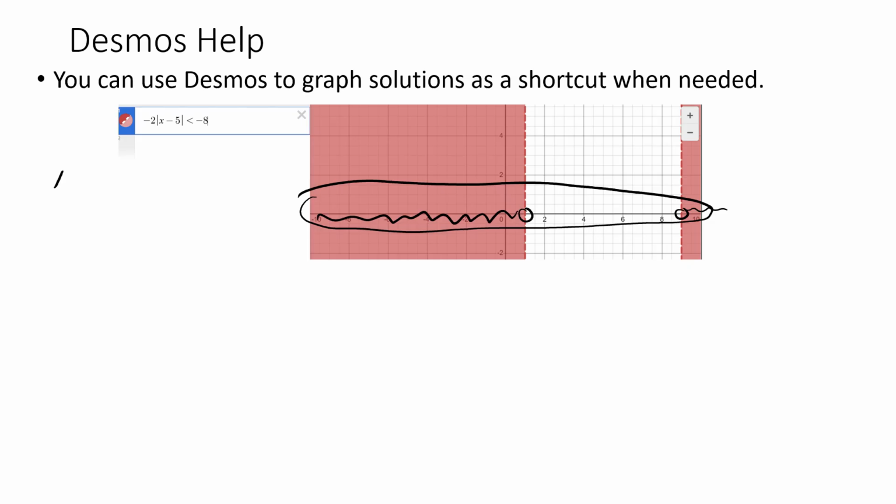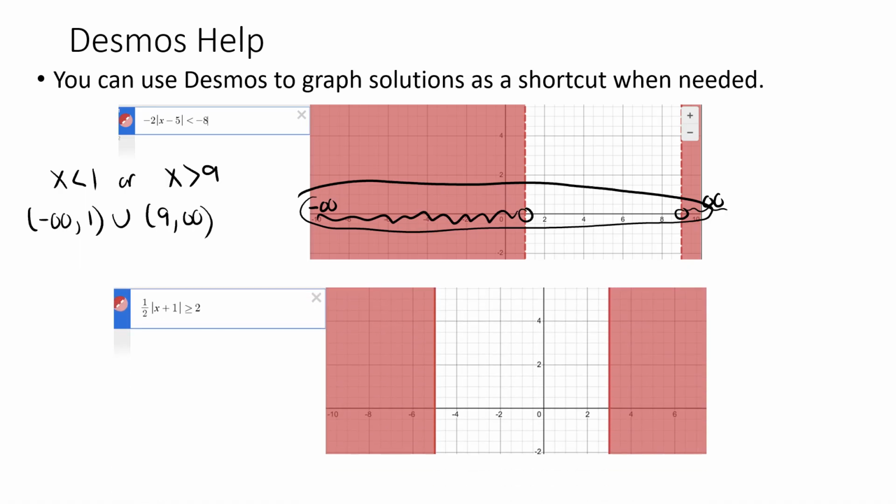So that looks like x is less than 1 or x is greater than 9. And then again, this, remember, goes down to -infinity, and this goes up to +infinity. So you could say -infinity to 1 unioned with 9 to infinity. Right, here's another example. So this one is 1/2 times the absolute value of x plus 1 is greater than or equal to 2. So notice on that one that you have a solid line instead of a dashed line. So that's the two-dimensional equivalent of that.